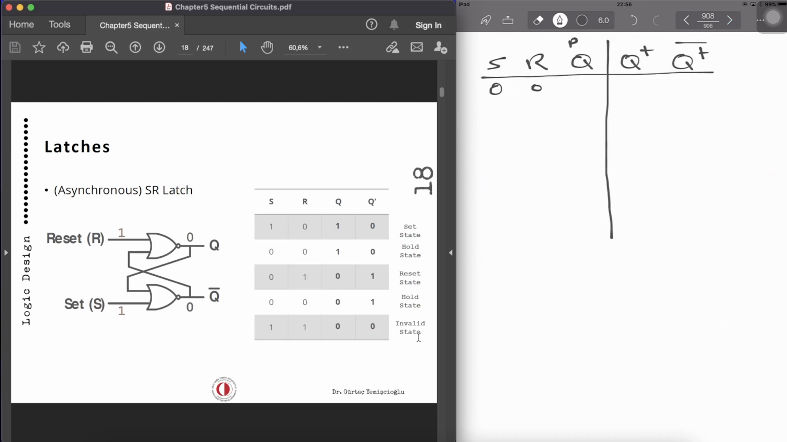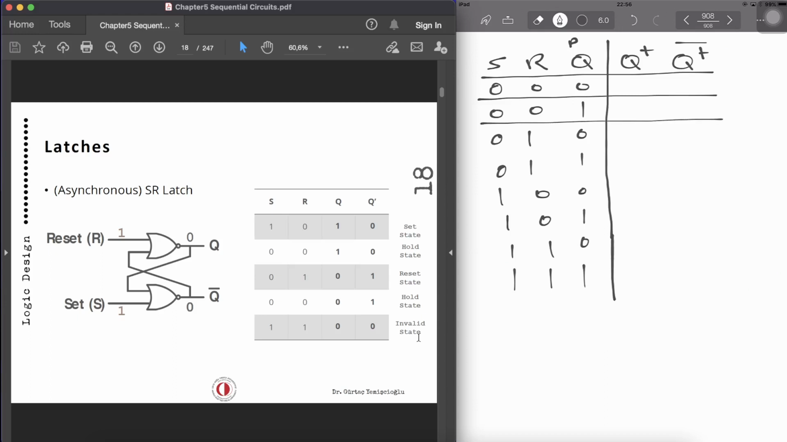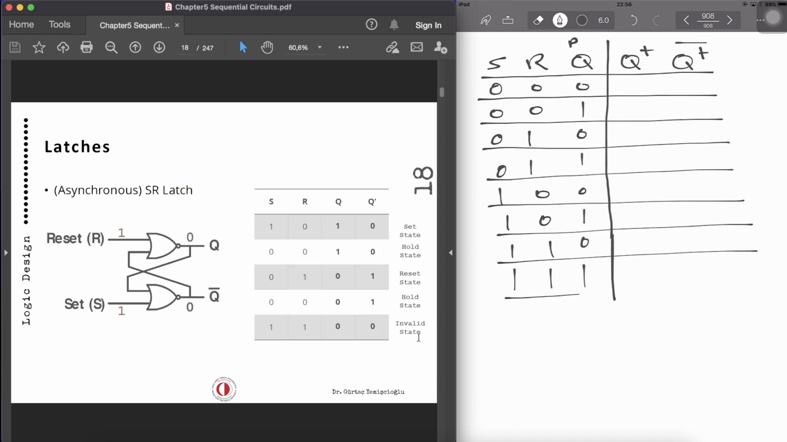So 0, 0, 0, 0, 0, 1, 0, 1, 0, 0, 1, 1, 1, 0, 0, 1, 0, 1, 1, 1, 0, 1, 1, 1. Now, it's the same thing, nothing is changing. We just know the present state as well. We are assuming that we know the present state. So that's present, that's next.